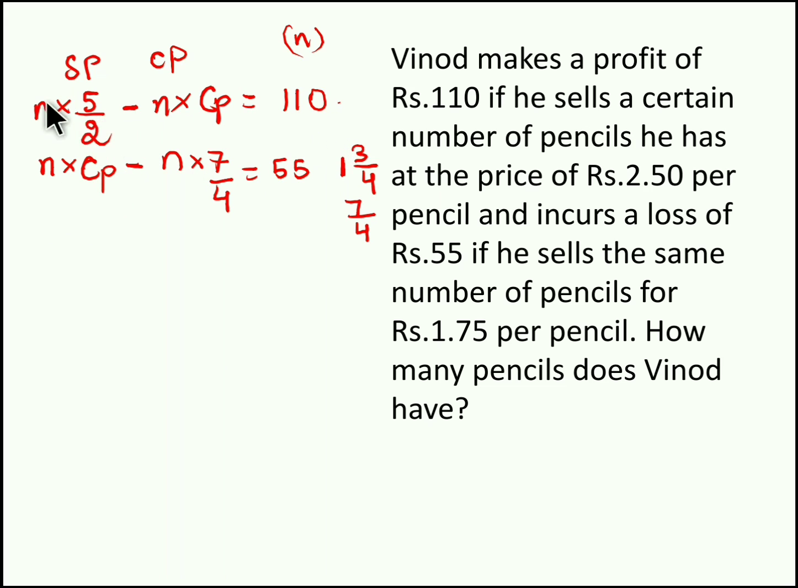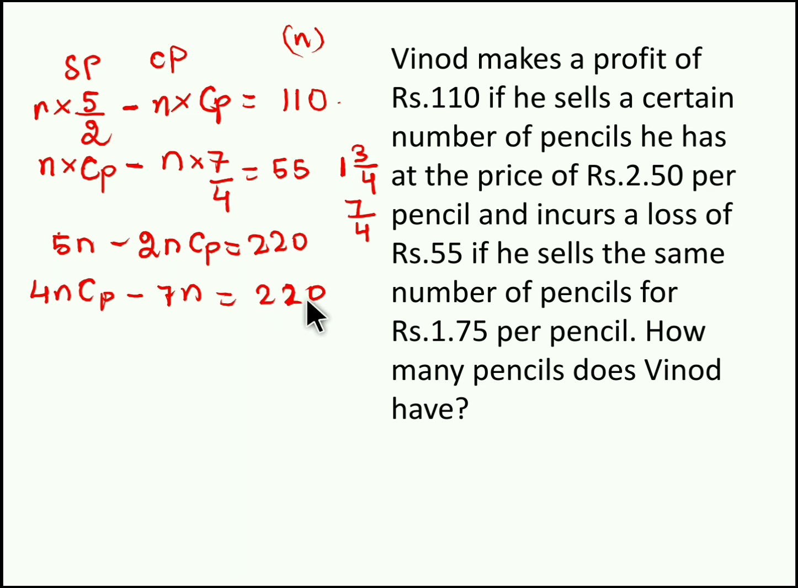Now if you take the first equation and cross multiply by 2, you get 5n minus 2n CP equal to 220. Again, if you cross multiply in the second, you get 4n CP minus 7n equal to 4 into 55, that is 220. So the first equation is 5n minus 2n CP equal to 220, and the second is 4n CP minus 7n equal to 220. Both equations give the same value, 220.